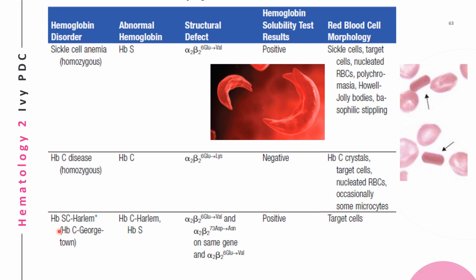For hemoglobin SC Harlem, we will have hemoglobin C Harlem as an abnormal hemoglobin and hemoglobin S. It has a positive solubility result, and we will find target cells in the peripheral blood.